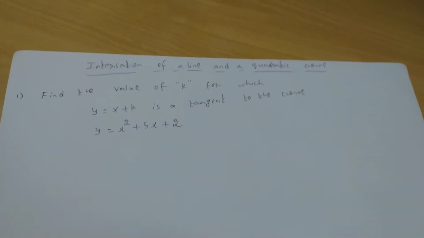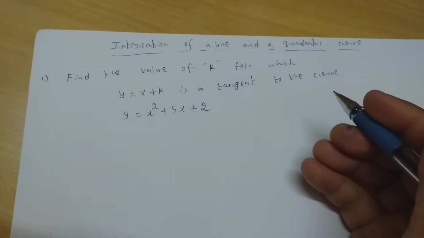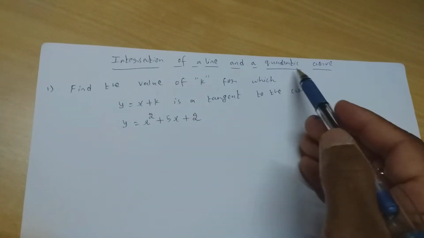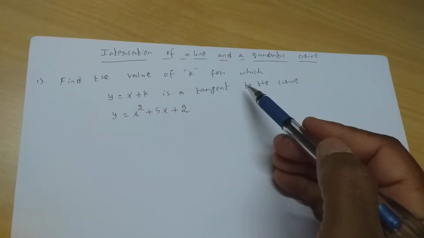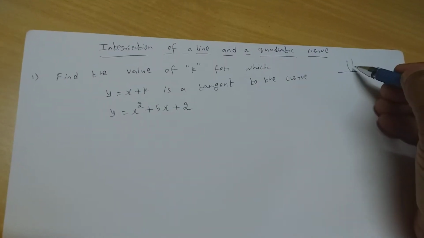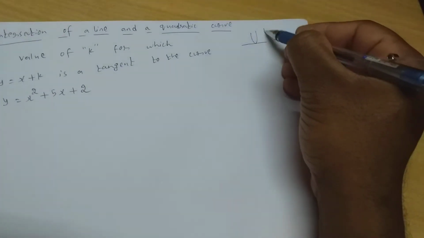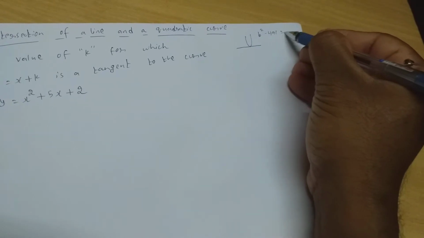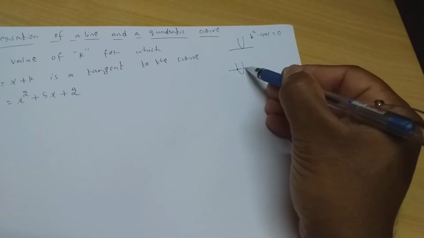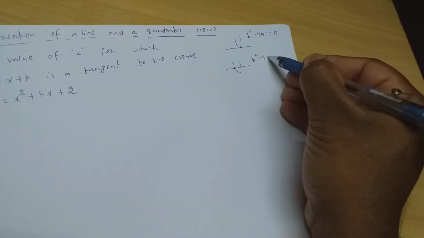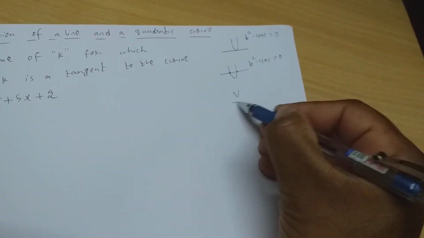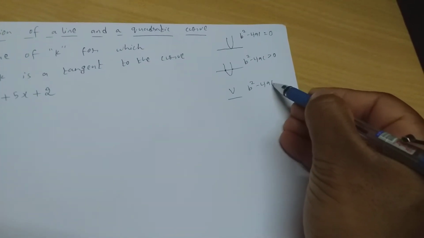Good morning students. Today's class is a continuation of quadratic equations. It's a part of it: intersection of a line and a quadratic curve. As I showed earlier, when the line and a curve intersect in only one place, the condition is b square minus 4ac equal to 0. And when they are intersecting in two places, the condition is b square minus 4ac greater than 0. And when they are not intersecting at all, b square minus 4ac is less than 0.